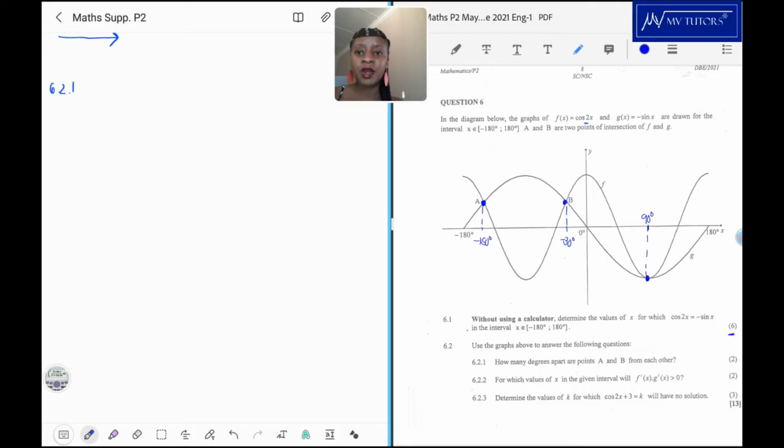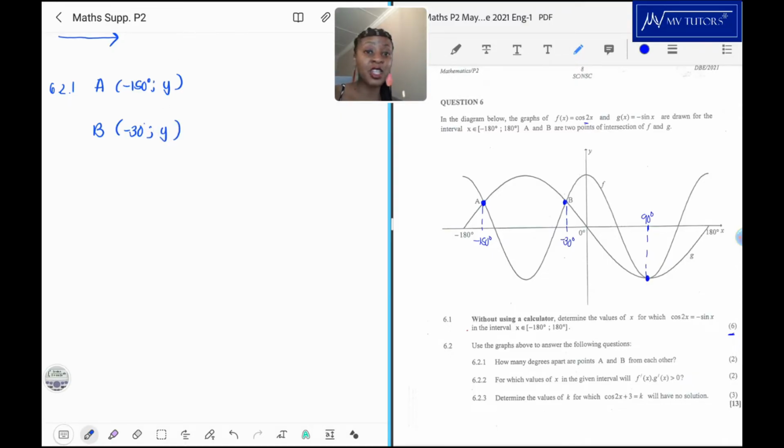Now it says use the graphs above to answer the following questions. How many degrees apart are point A and B from each other? The nice thing is you already drew it for yourself. You know that A is actually negative 150 degrees and 0. And you know that B, no, I'm lying. It's not 0. It's not the x-intercept. It's actually a certain y value. And then B is negative 30 degrees and a certain y value.